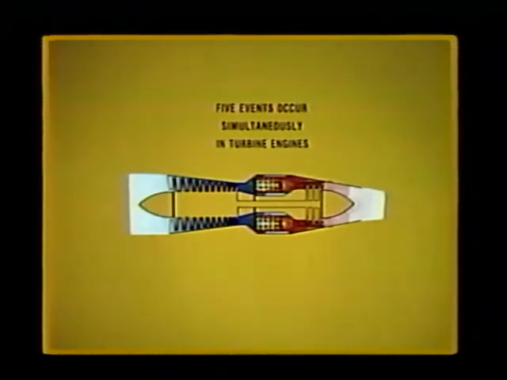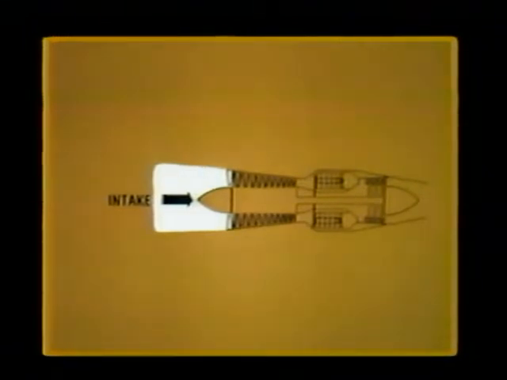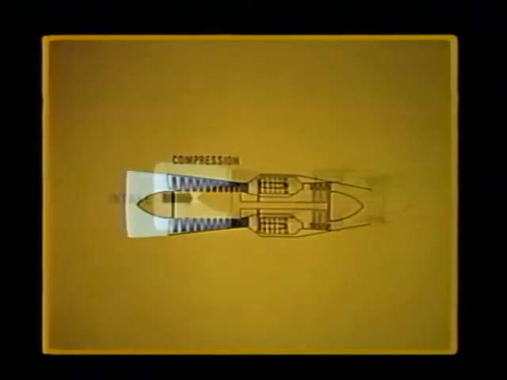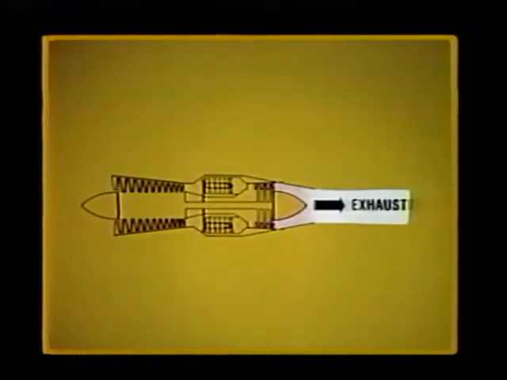In a modern turbine engine, these 5 events all take place at the same time in different locations within the engine. First, the air enters inlet ducts. It is then compressed by the spinning compressor. Fuel is sprayed into this compressed air in a combustion chamber where it is burned to expand the gases. Finally, these gases leave the engine through the tailpipe.